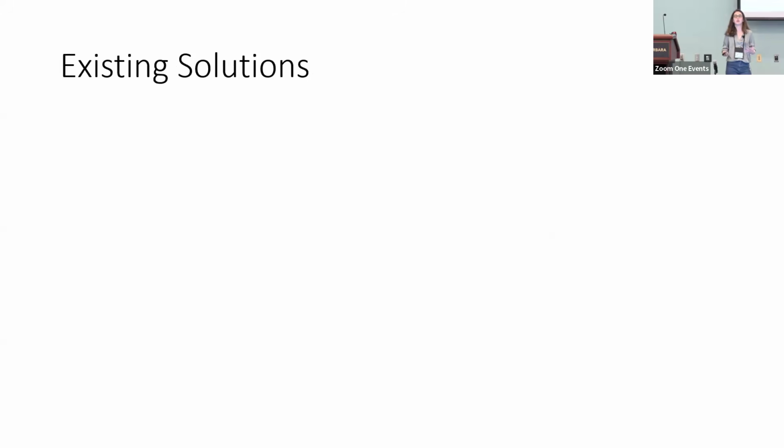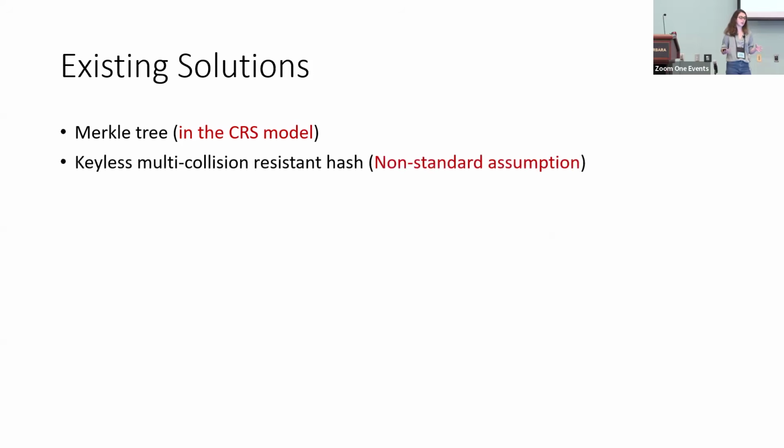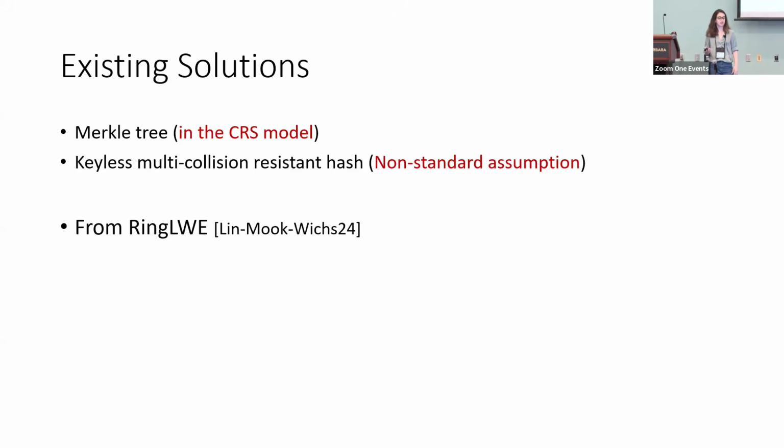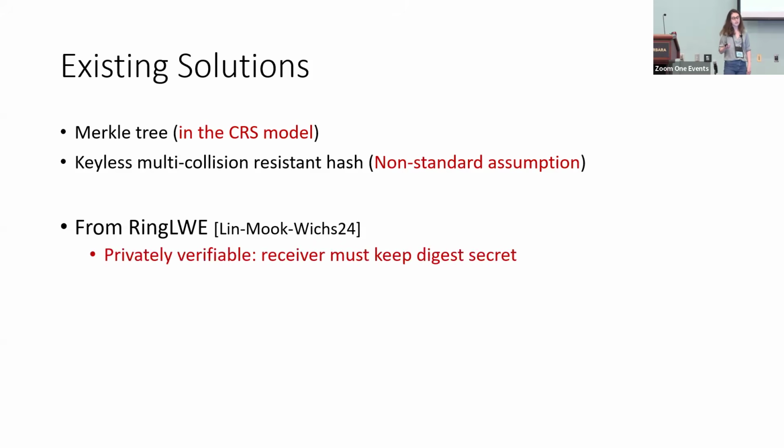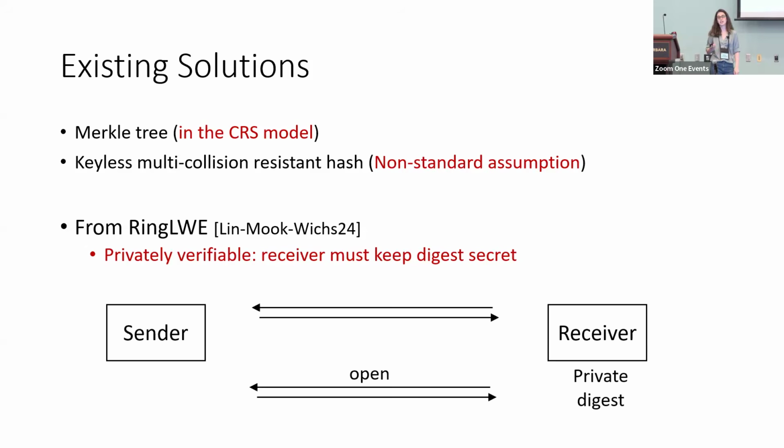And let me start with telling you about existing solutions. So Merkle tree solved this, but only in the CRS model. In the plain model, we can use a keyless multi-collision resistant hash, but this is a non-standard assumption. Now, in the plain model with standard assumptions, there is the result that Ethan just told you about, where they construct online efficient commitments assuming ring LWE. And the drawback of this construction, compared to the previous ones, is that it is privately verifiable. It means that the receiver must keep the digest secret, otherwise security is compromised.